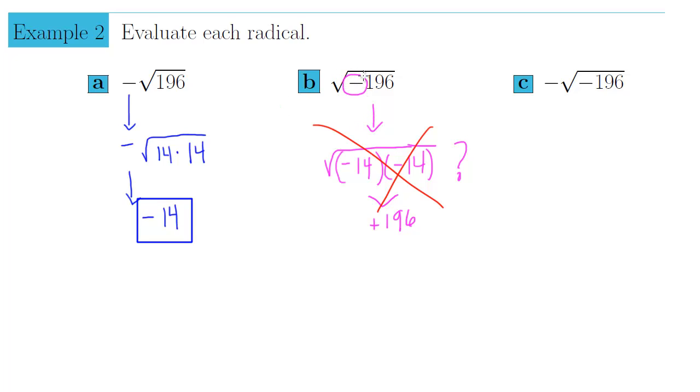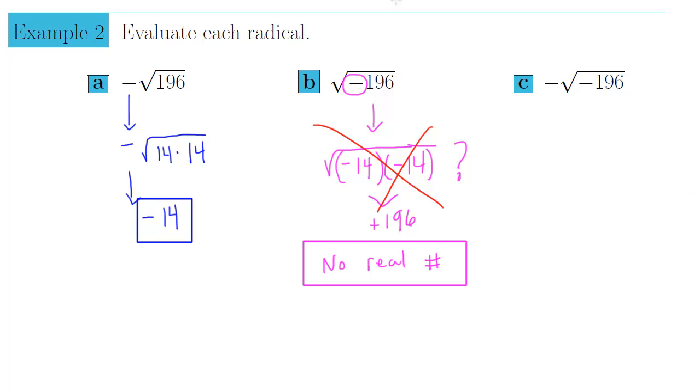Okay, so this negative sign underneath the square root is a real troublemaker. When you have a negative underneath a square root, there is no real number that will work as the square root. So there is no real number that when you multiply by itself gives you negative 196.